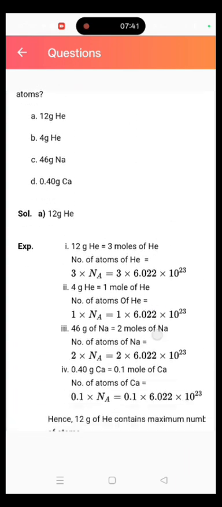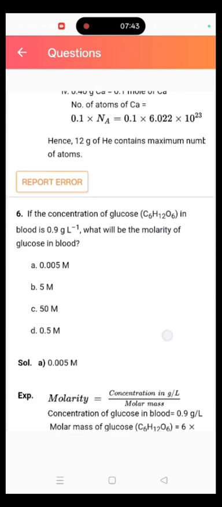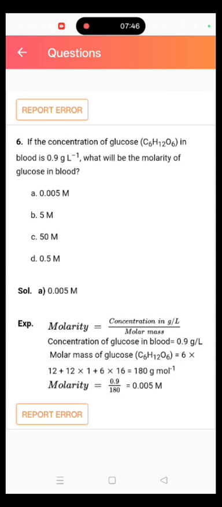So 5 questions are over. Next question. If the concentration of glucose in blood is 0.9 gram per liter, what will be the molarity of glucose in blood? Okay. See, molarity is equal to concentration in gram per liter divided by molar mass.